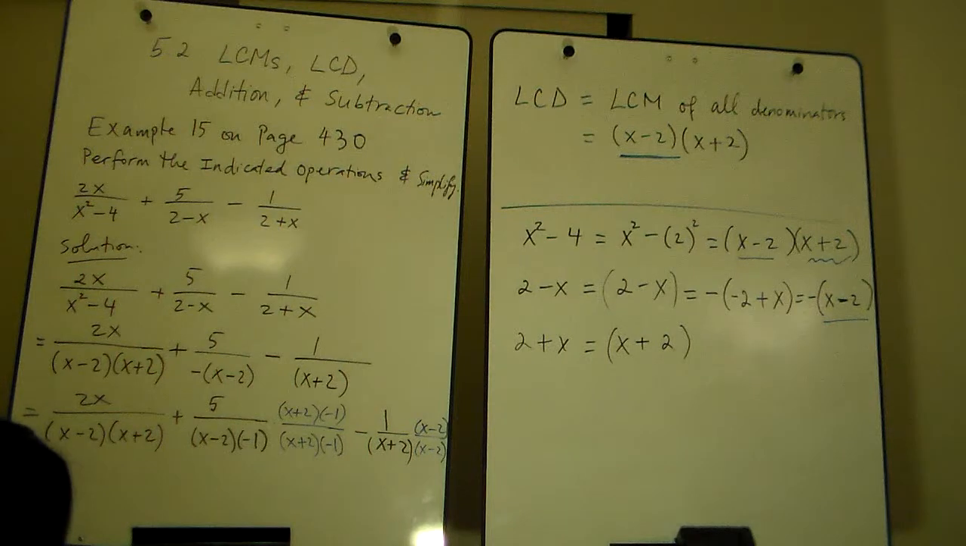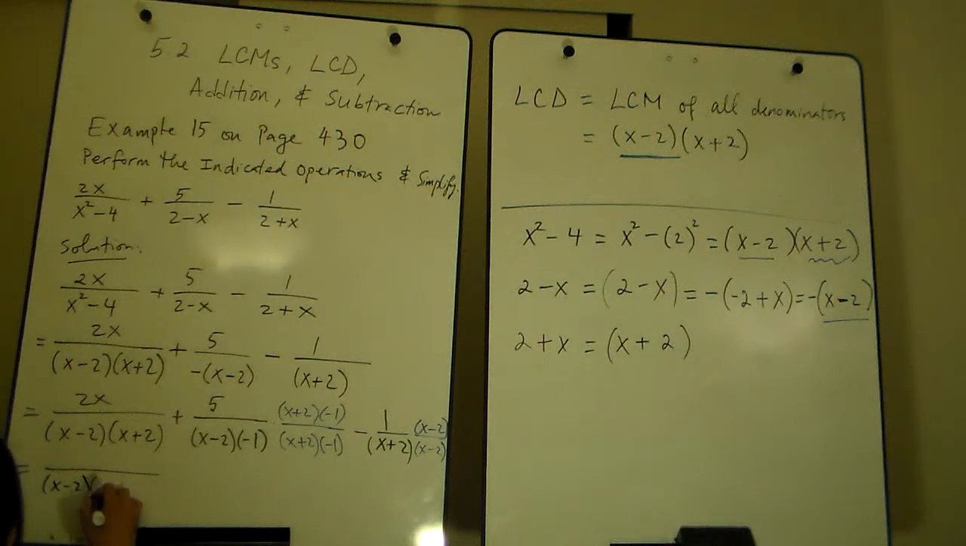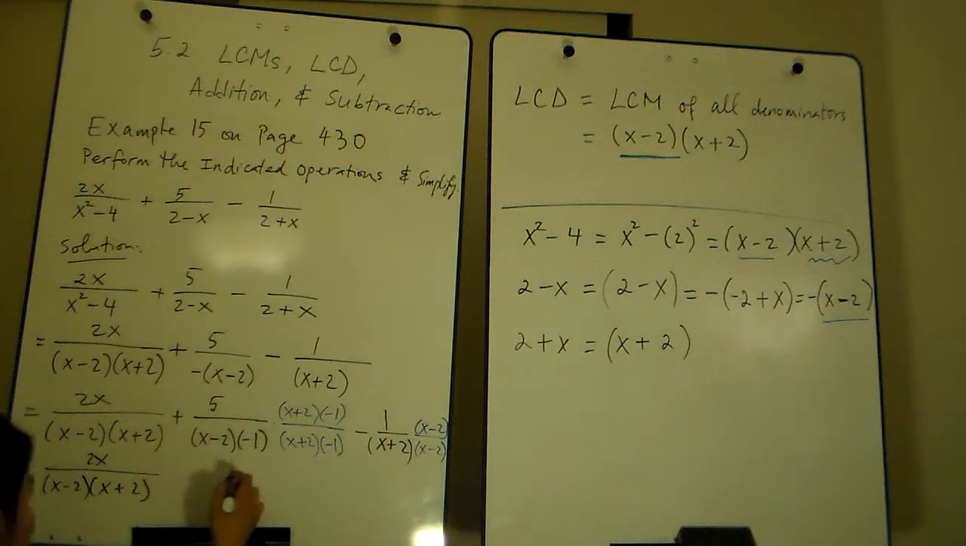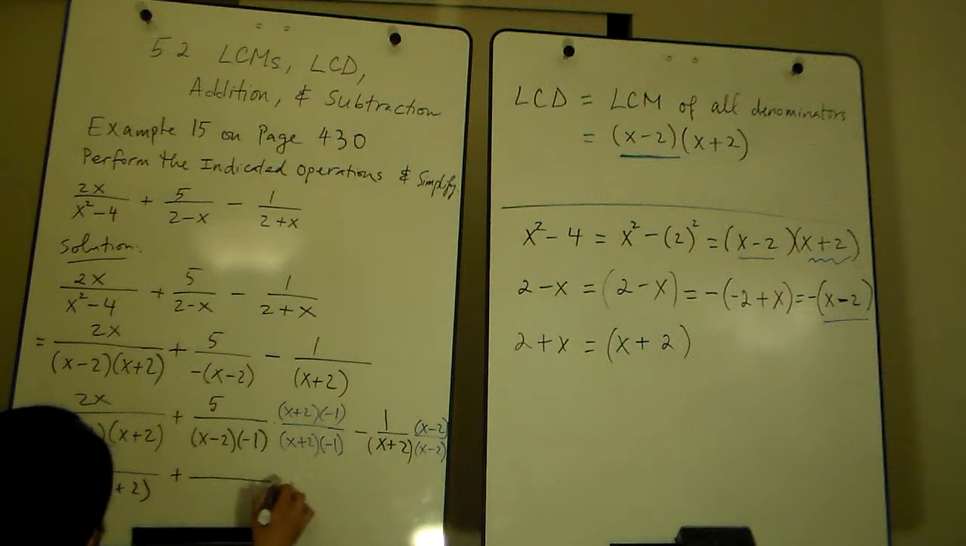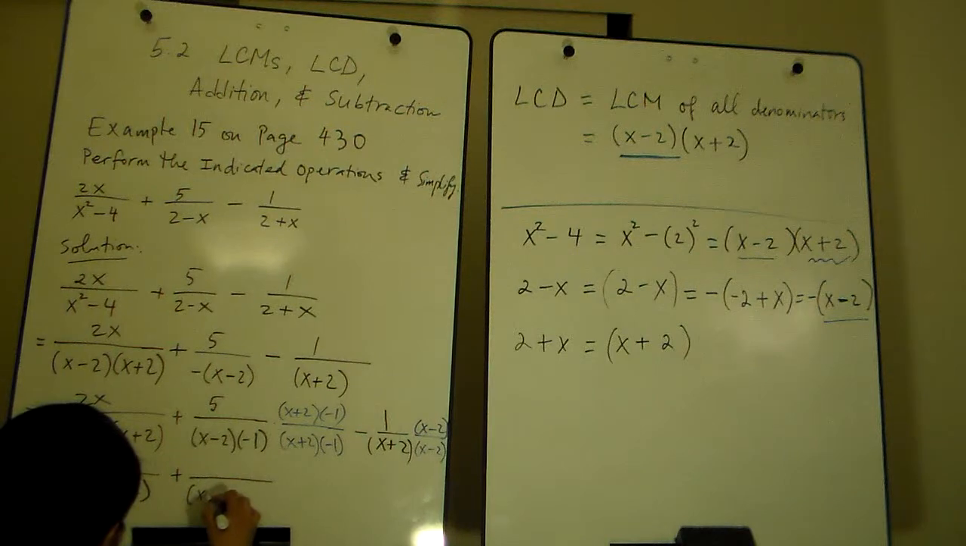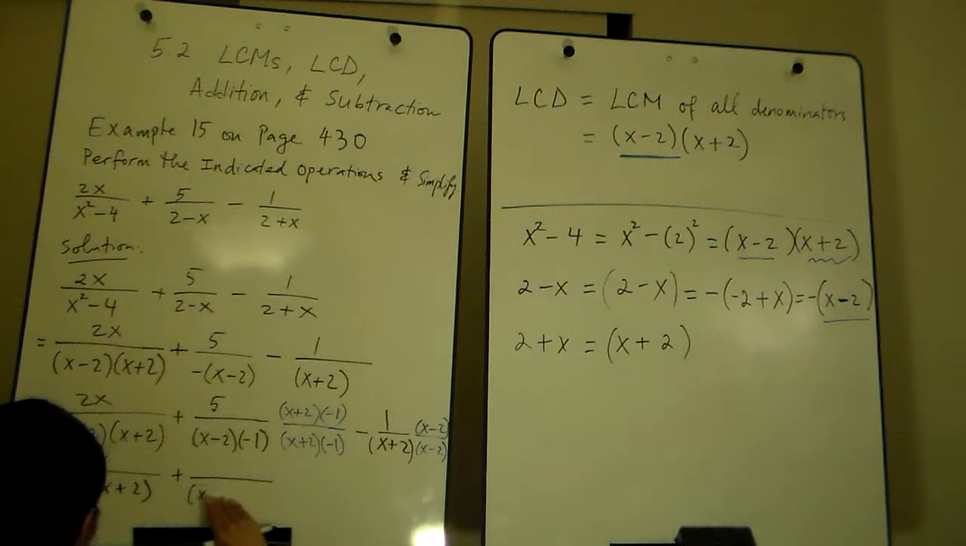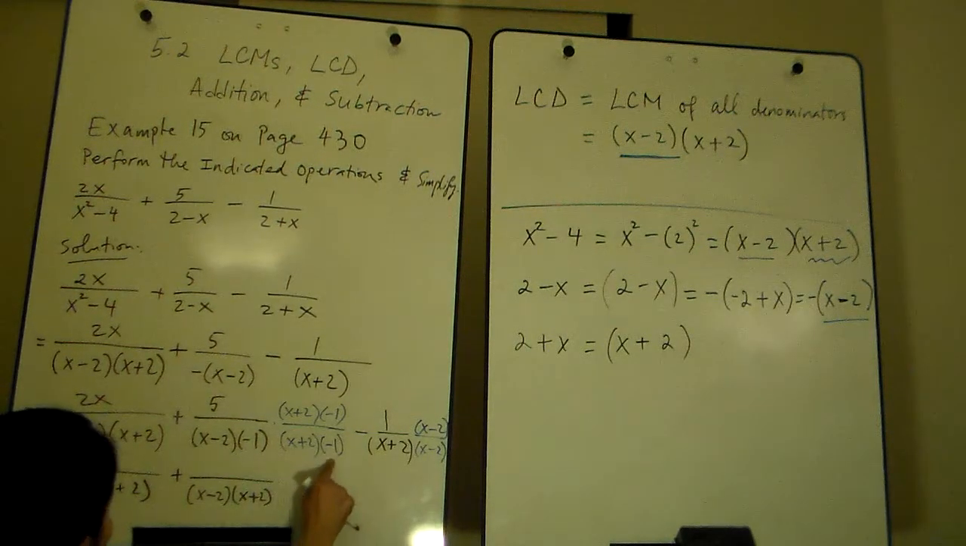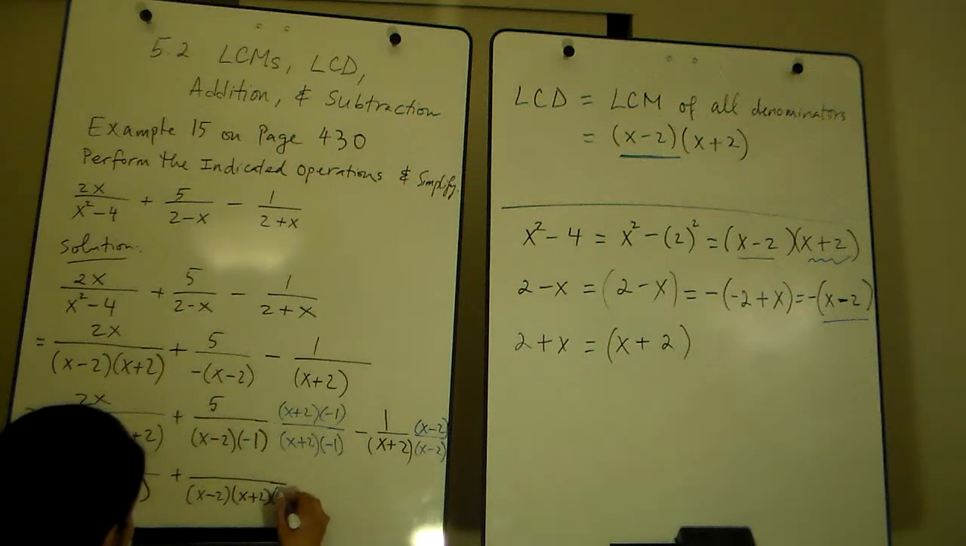Alright, let's simplify what we can. Equal x minus 2, x plus 2, 2x. We don't touch the first fraction. For this, let's simplify. 2x over x minus 2 times x plus 2. Negative 1 times negative 1 is positive 1. Okay?